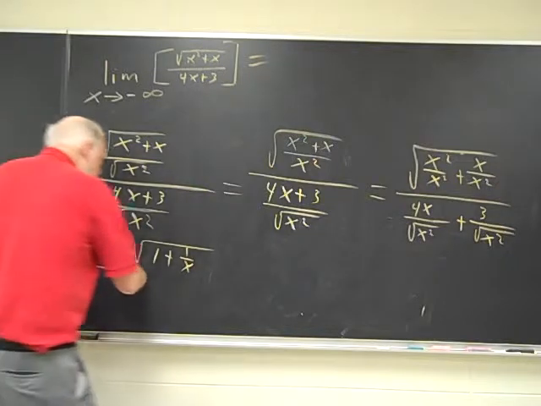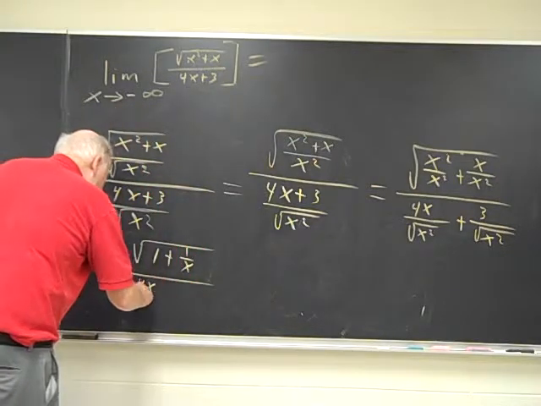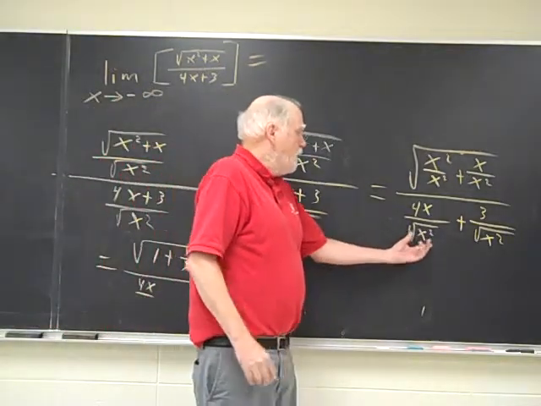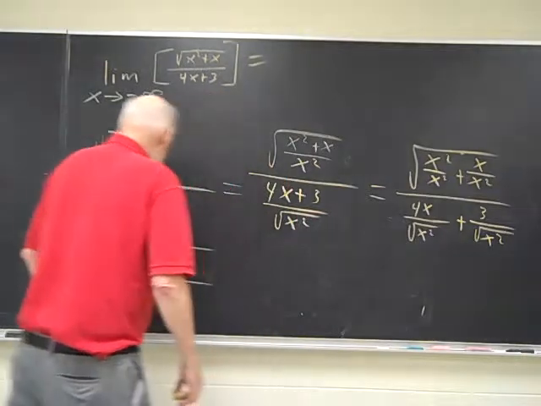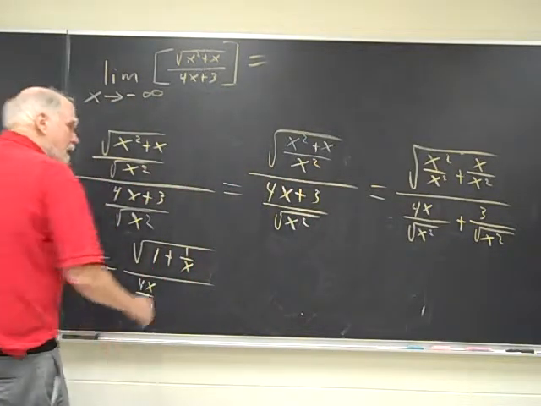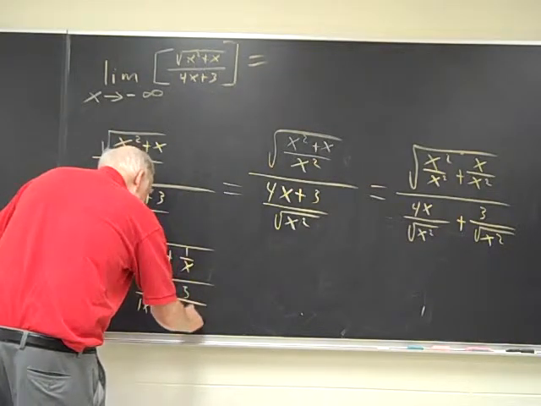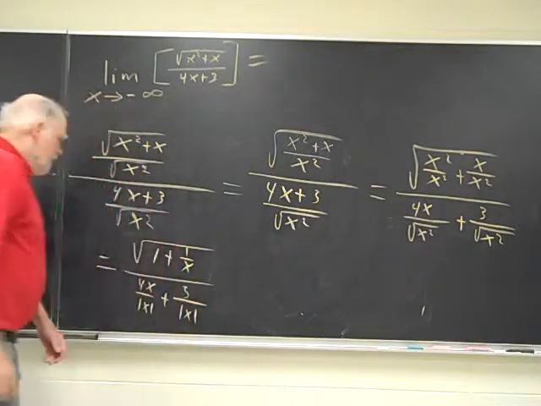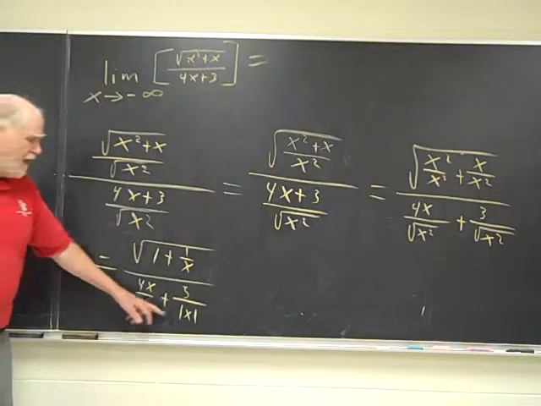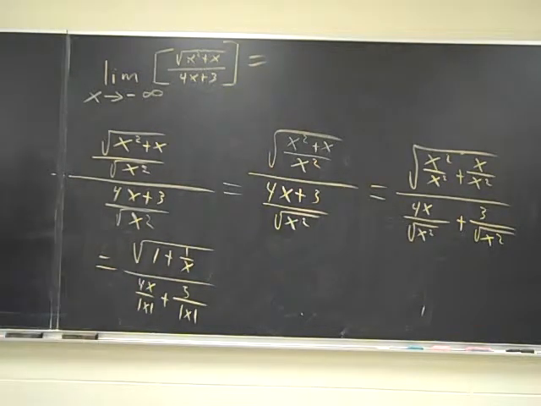At the bottom, 4x over, well, we can't really reduce it yet. You have to remember that the square root of x squared is the absolute value of x, right? Plus 3 over the absolute value of x. Now we've almost got it simplified, but I don't like absolute values. I can't reduce this with absolute value.